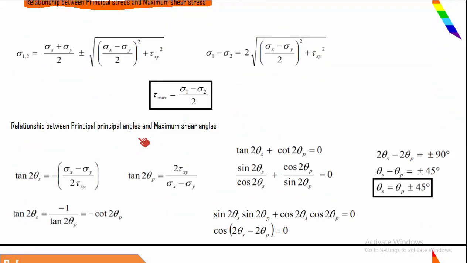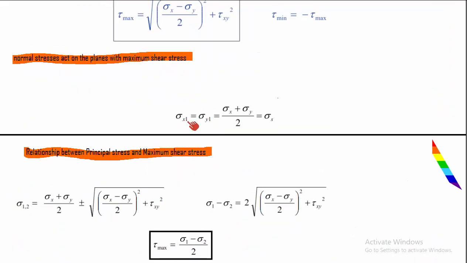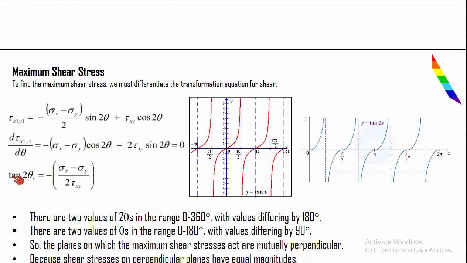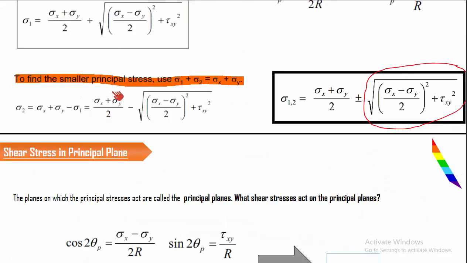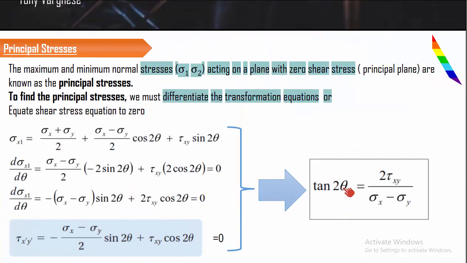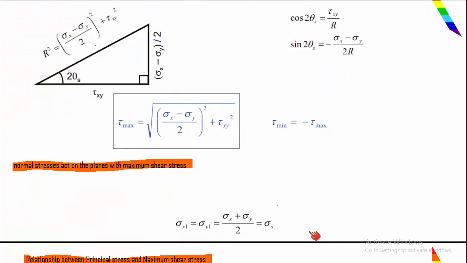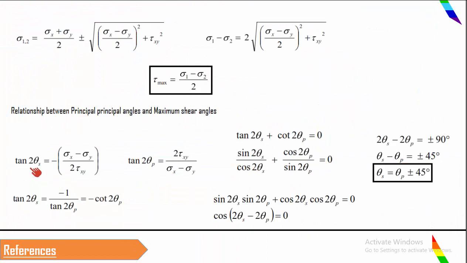Now let us relate the principal planes and the maximum shear planes. If you look at this tan 2 theta s and this tan 2 theta p, they are nothing but negative reciprocals. It is given over here. Tan 2 theta s is this value, and tan 2 theta p is nothing but this value. One is the negative reciprocal of the other. So tan 2 theta s can also be written as minus 1 by tan 2 theta p.